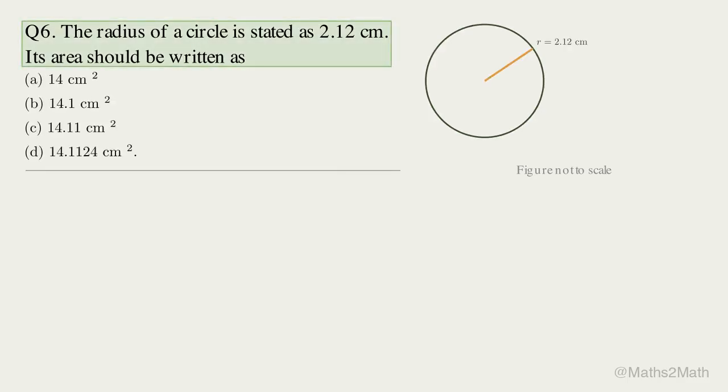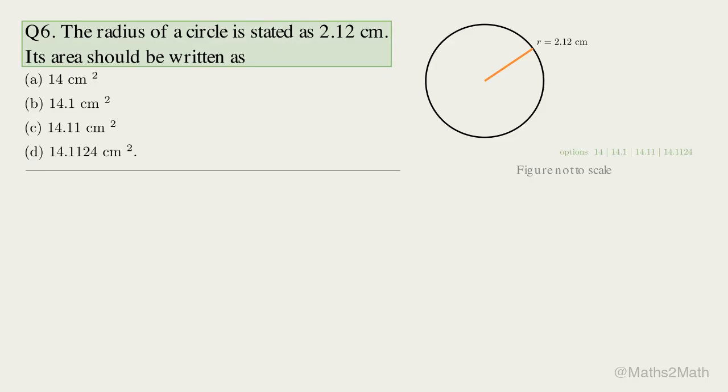Question 6. The radius of a circle is stated as 2.12 centimeters. Its area should be written as option A, 14 square centimeters, option B, 14.1, option C, 14.11, or option D, 14.1124 square centimeters. What does this mean?